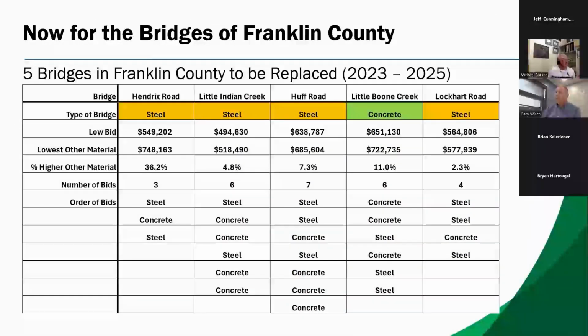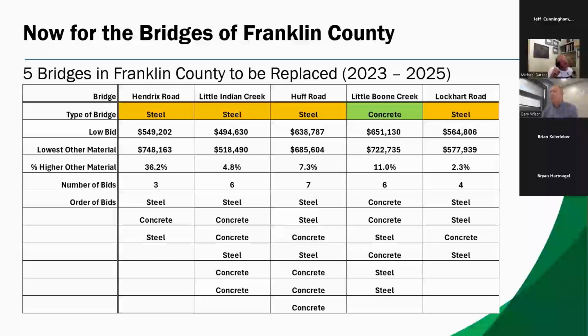So now let's get to the bridges of Franklin County. There are 5 bridges in Franklin County to be replaced between 2023 and 2025. Almost all of them are in place, I believe, not all of them. And you see at the top the name of the bridge. Then the next row is the type of bridge, and we see steel won 4 out of 5 bids. And that's what we like to see. Today, we like to see steel win the majority of them, but we do like to see concrete win some of them. We want that healthy competition between concrete and steel because that's going to give us a better product at a better price. Then the next row is the low bid, and we can see what that was for those.